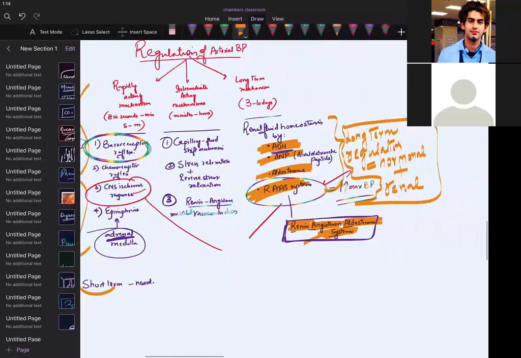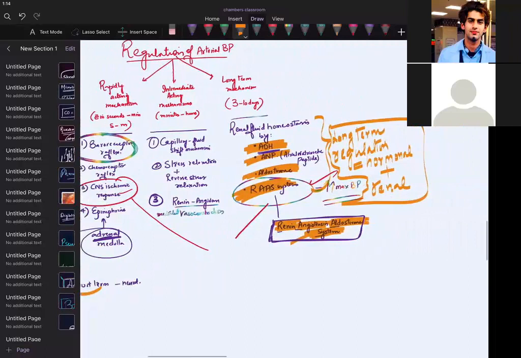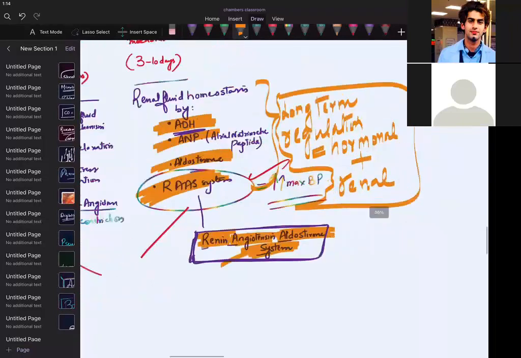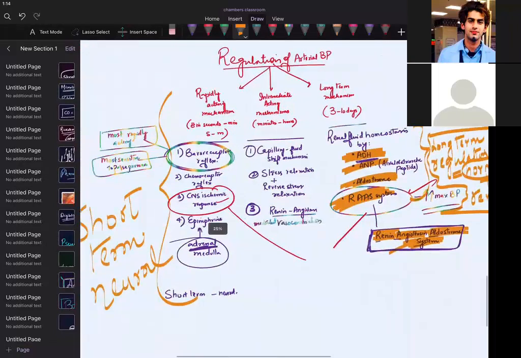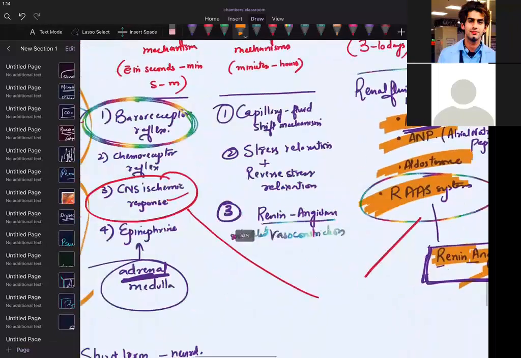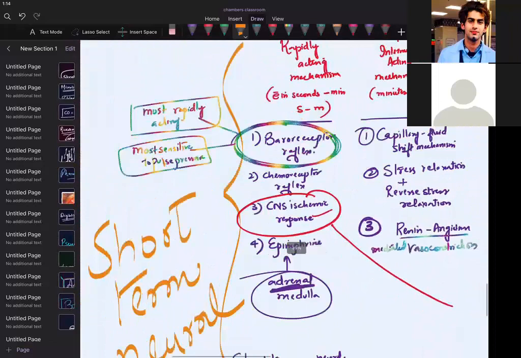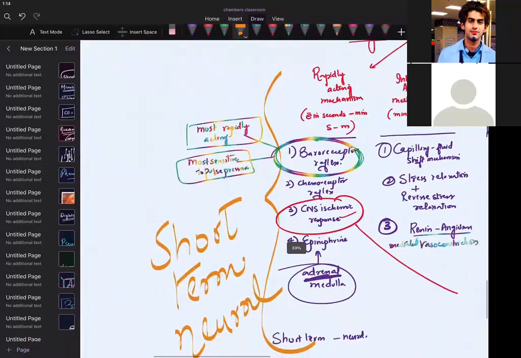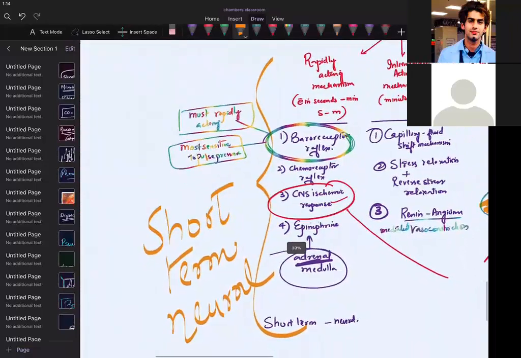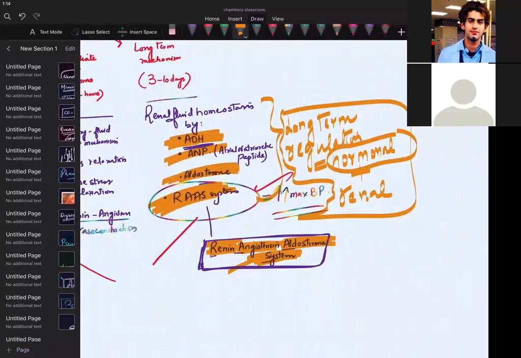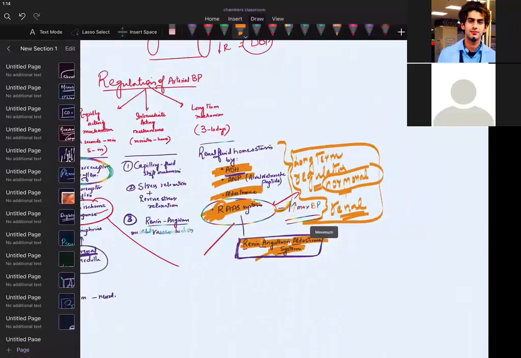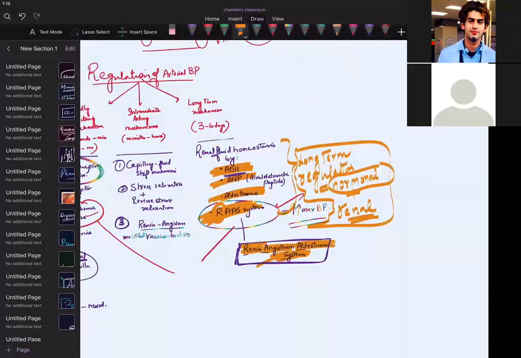Renal isn't hormonal? Yes, renal will come in this. I'm telling you combo. Where is the renal in neural? In rapidly, it is neural only. Short term is neural. Long term will be renal, because renin is from the renal system. I have taught in the physiology.